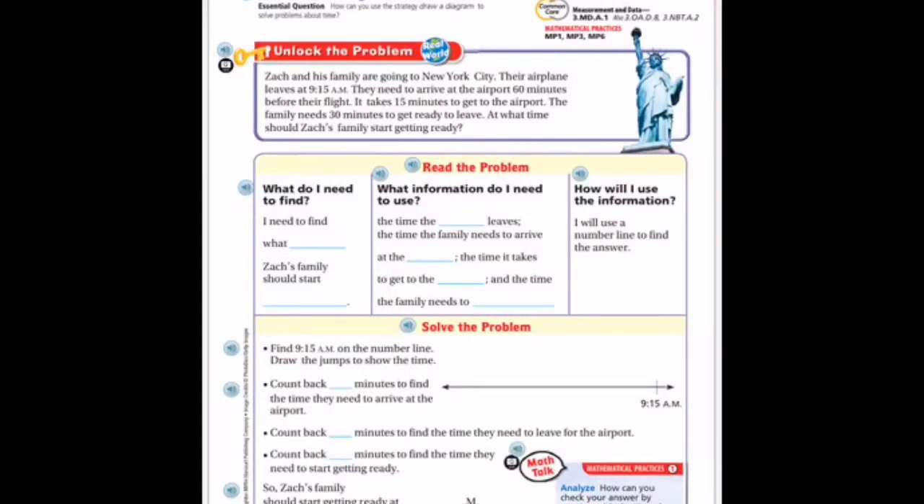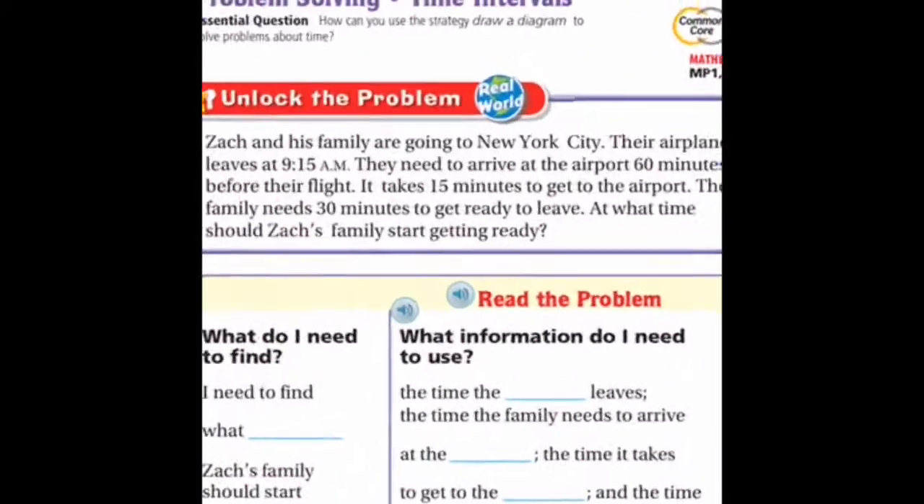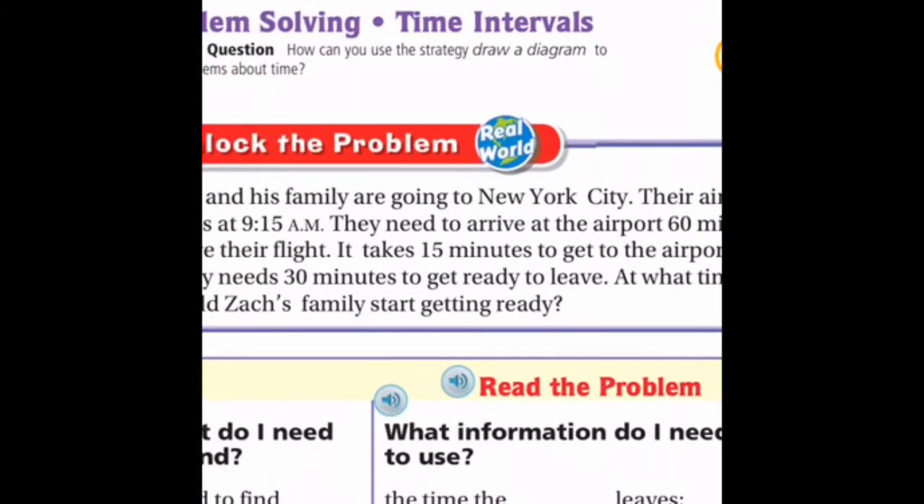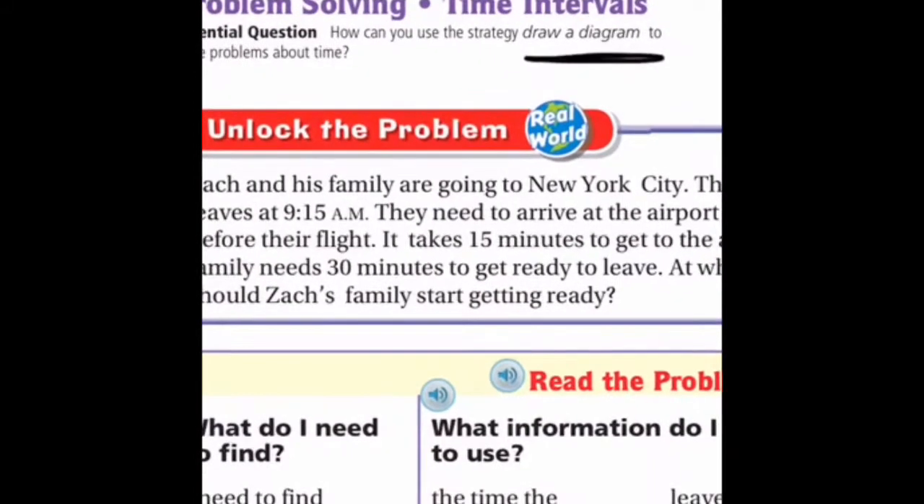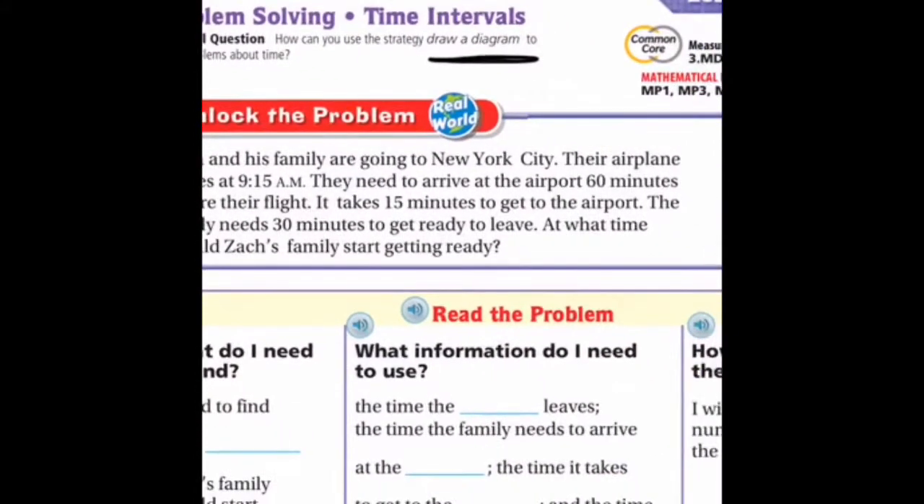Boys and girls, today we're on lesson 10.5 on page 585. We're looking at problem solving for time intervals. We're going to draw a diagram today to solve problems about time. So let's start with unlock the problem.